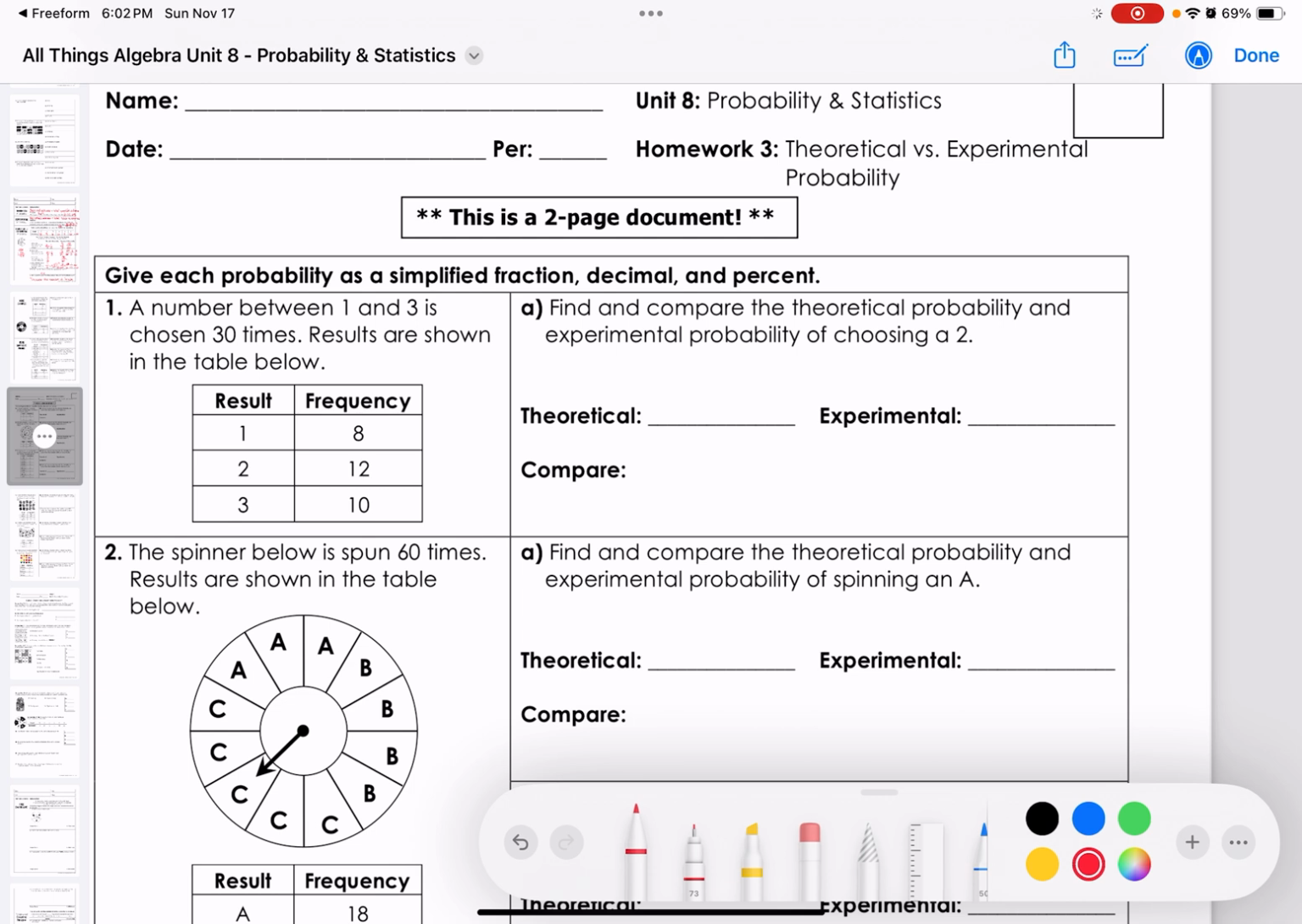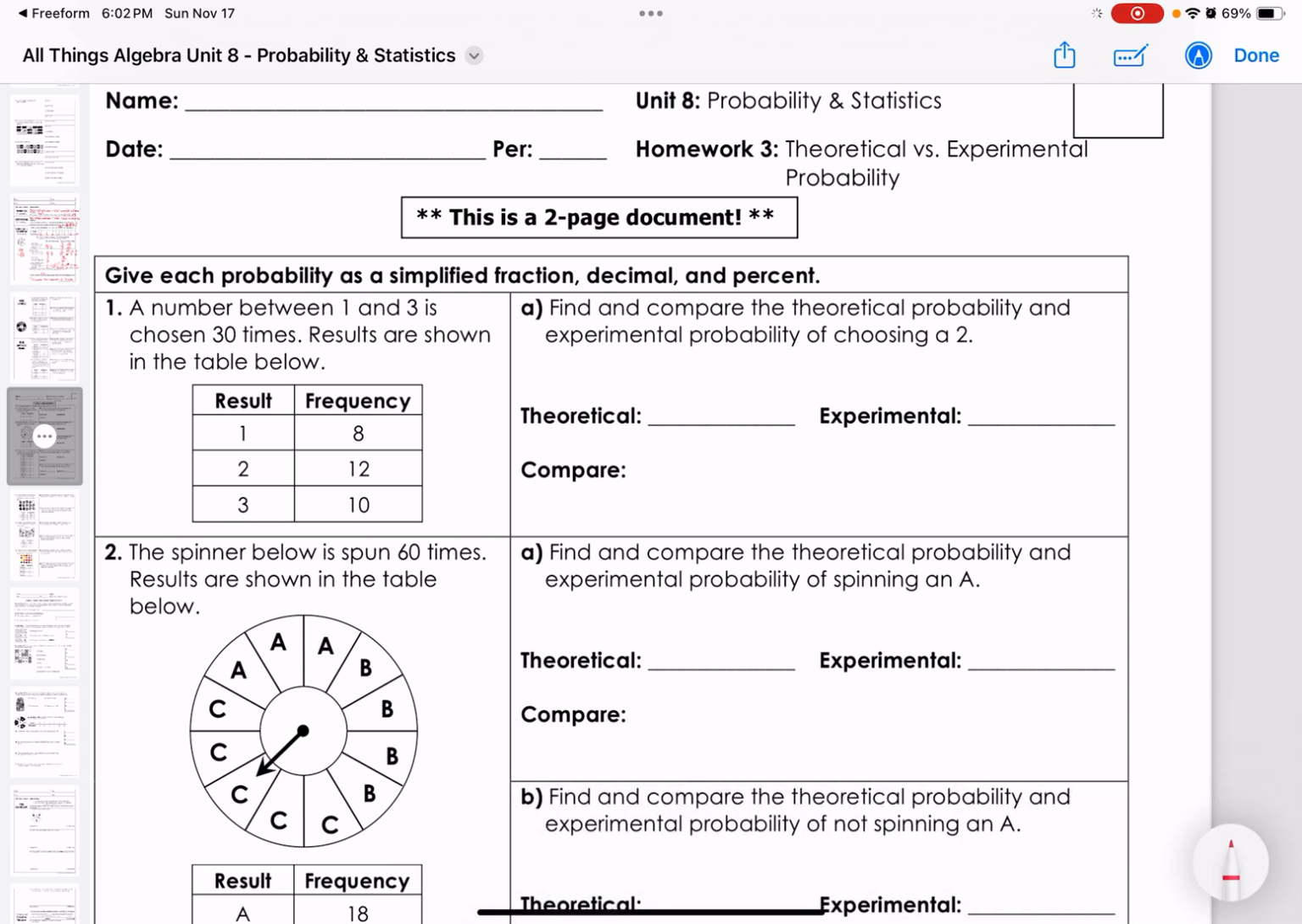So let's go ahead and review our definitions. What is theoretical probability? Theoretical probability is our desired outcome. I'm going to put it on this side. Our desired outcome divided by the total possible choices that we have.